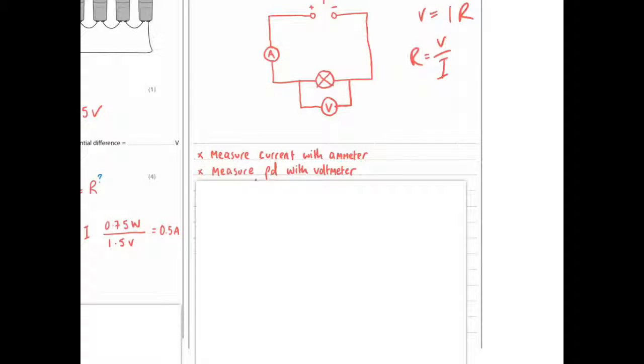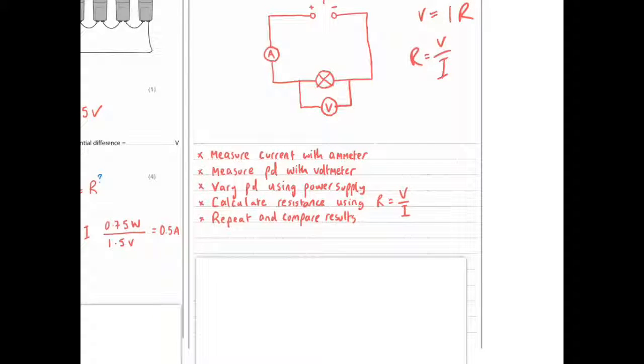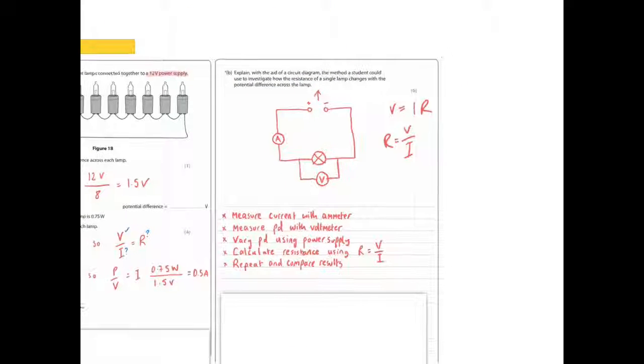That's one important point. Measure potential difference with a voltmeter. Vary the potential difference using the power supply. Calculate resistance using R equals V divided by I, voltage divided by current. Repeat and compare results, and that's it. It's one of the easiest 6-mark questions if you just follow it through. The diagram helps you a lot.